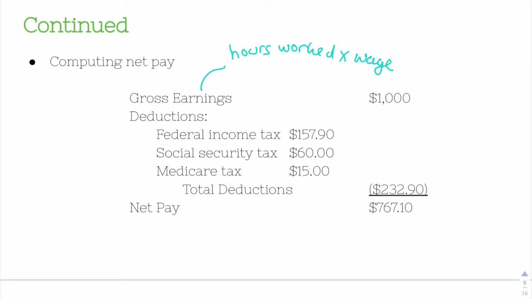So federal income tax is determined via the withholding table, so it would just give you that amount. So it's $157.90. Social Security tax is 6% on all earnings, so 6% times 1,000. Medicare is 1.5% on all earnings, so 1.5% times 1,000. So our total FICA taxes, so Social Security plus Medicare, is 60 plus 15. And then our total deductions is the federal income tax, Social Security tax, and Medicare tax. So $232.90 are deducted from gross earnings to get net pay of $767.10.